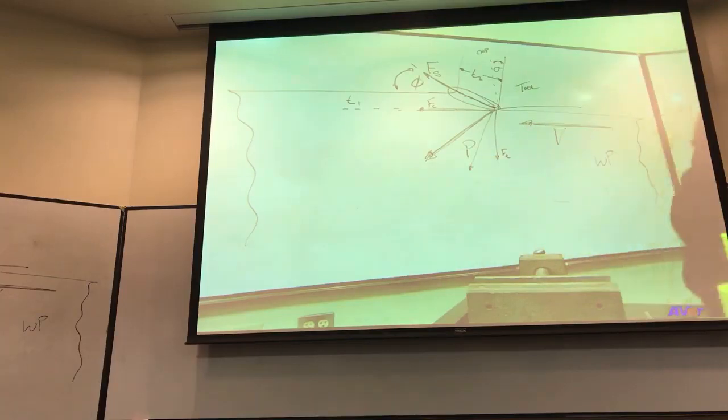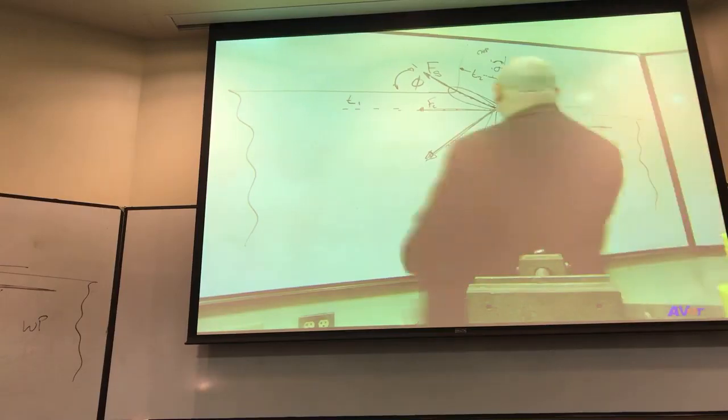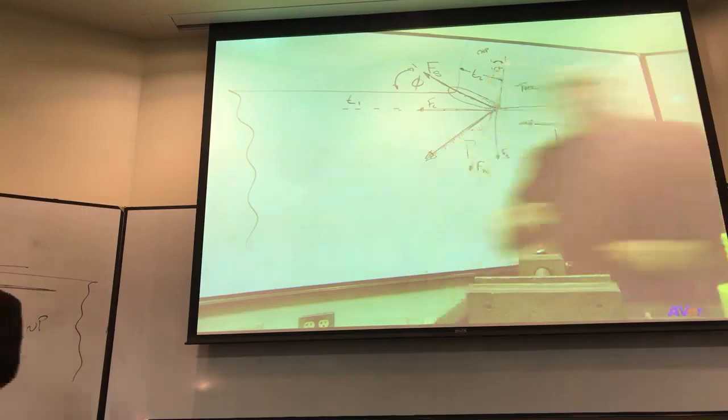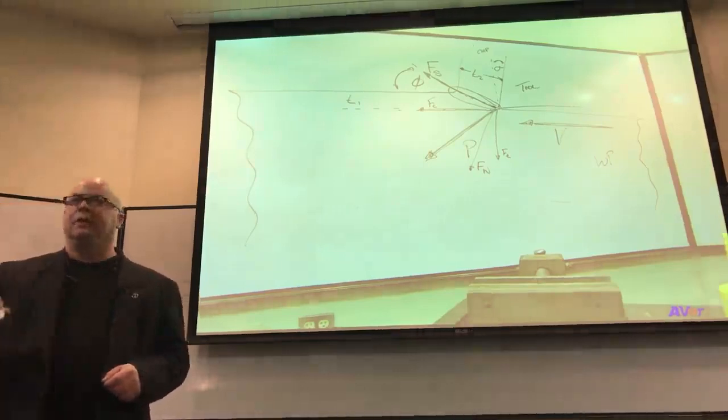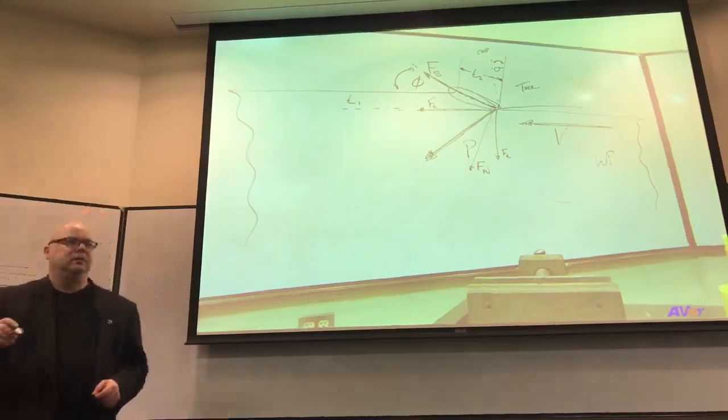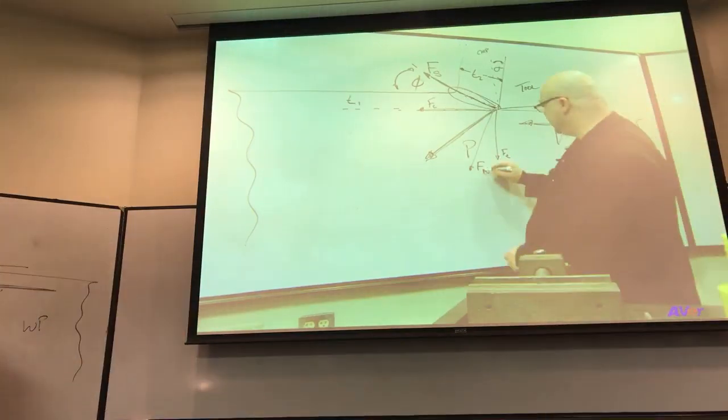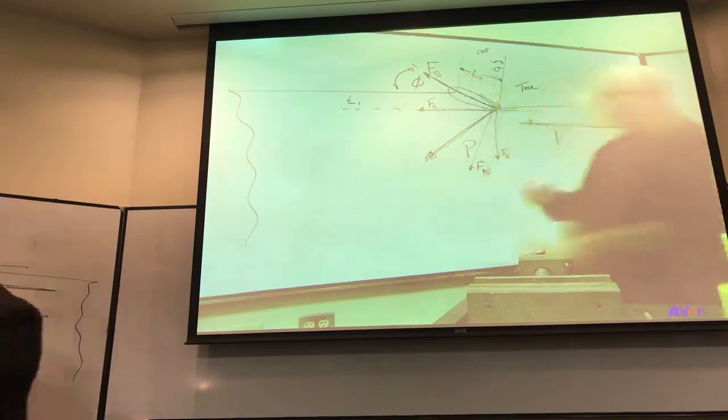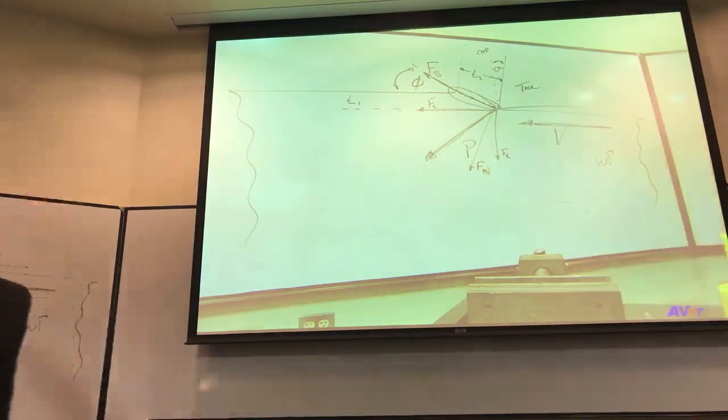Let me just check my thing here. I want to be consistent with the slides. FN. That's the force normal to the shear plane. Because we are engineers, we are not imaginators. We're not even marketers. So we can't think of cool names for our forces. FS, FN, okay. So FS and FN add together to equal P.